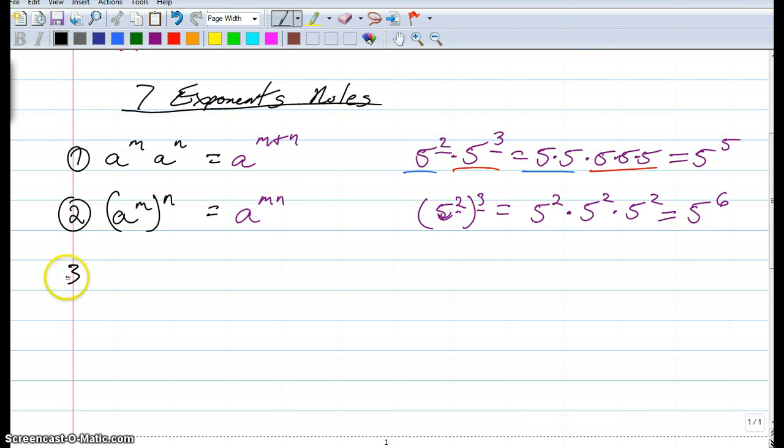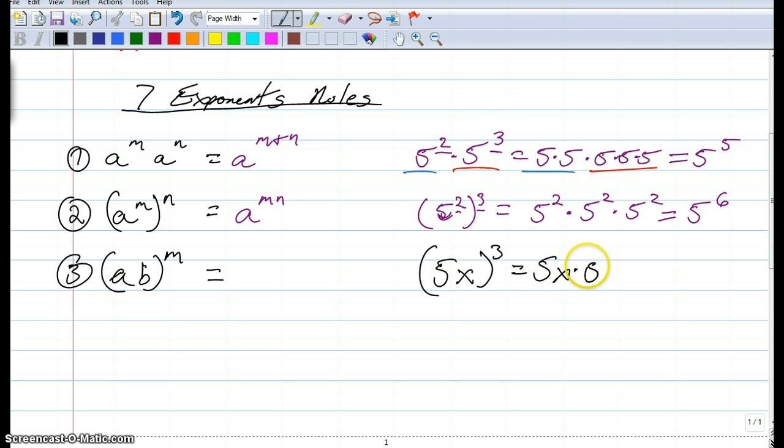Third rule. It's very similar to the previous one. AB quantity to the m power. Well, let's think about this one. If I have 5x to the third power, that means 5x times 5x times 5x, which is, well, how many 5s do I got going on here? 5 times 5 times 5 is 5 to the third power. X 3 times, x to the third power. So we had 5 to the third times x to the third power.